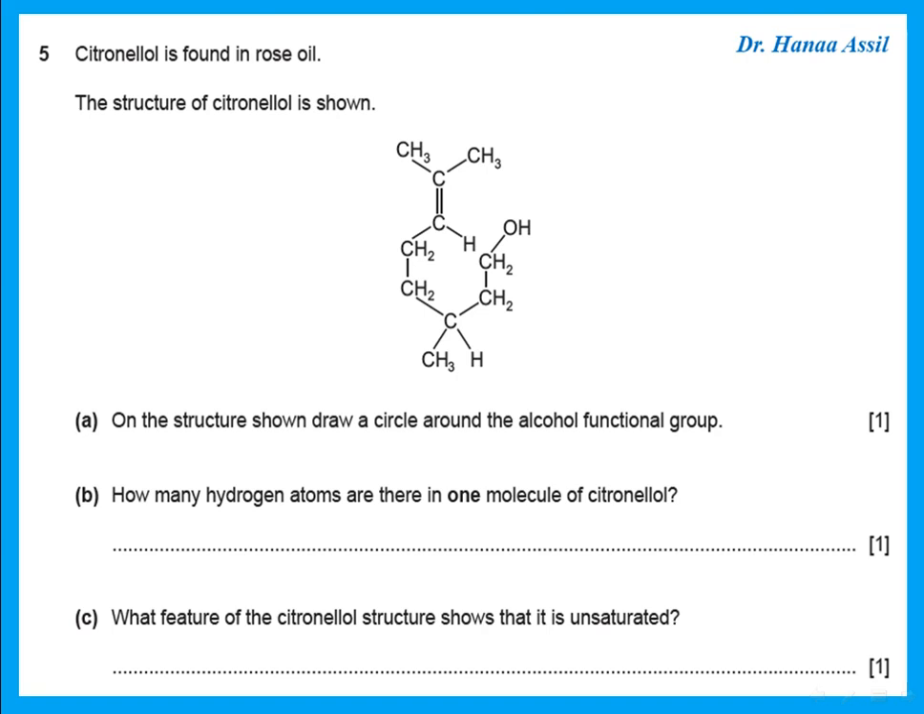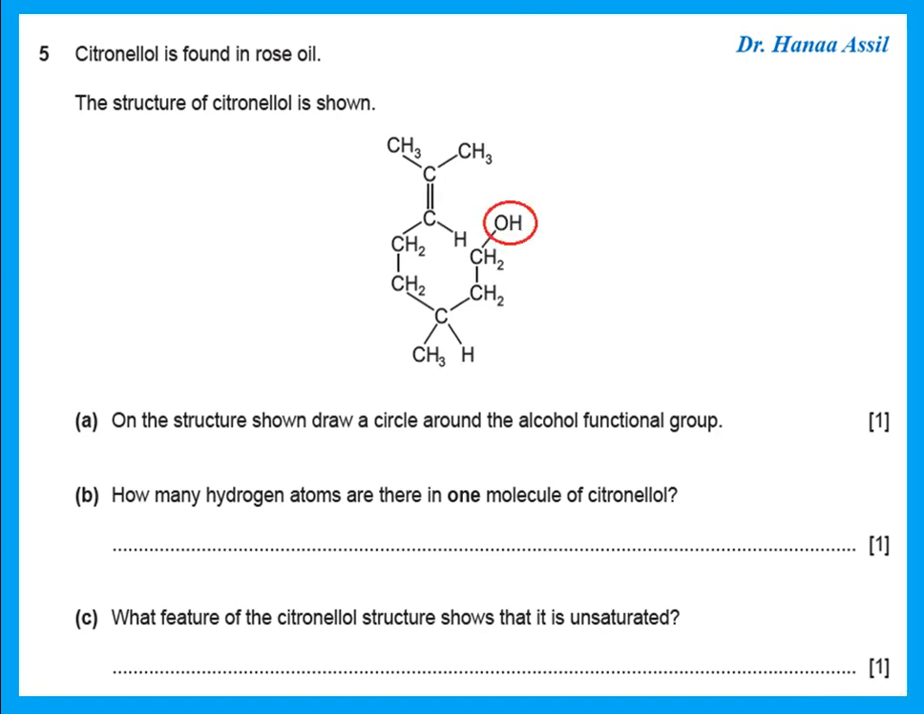The structure of citronellol is shown. On the structure shown, draw a circle around the alcohol functional group. Which part of the molecule indicates that this is an alcohol? Remember, alcohols must have what? Alcohols must have OH, so this is the functional group of alcohol.